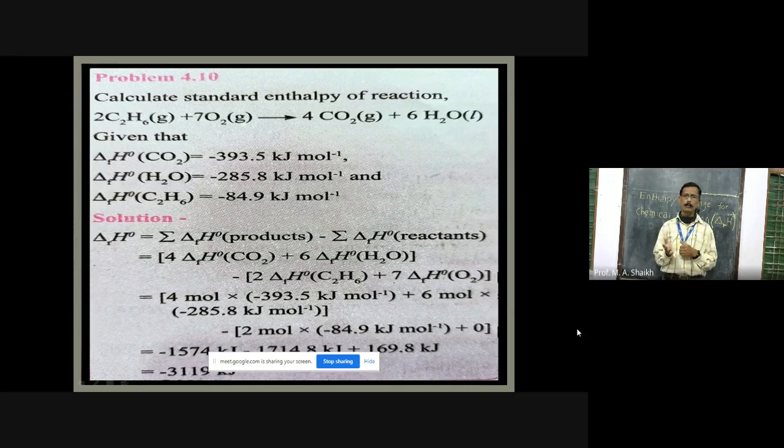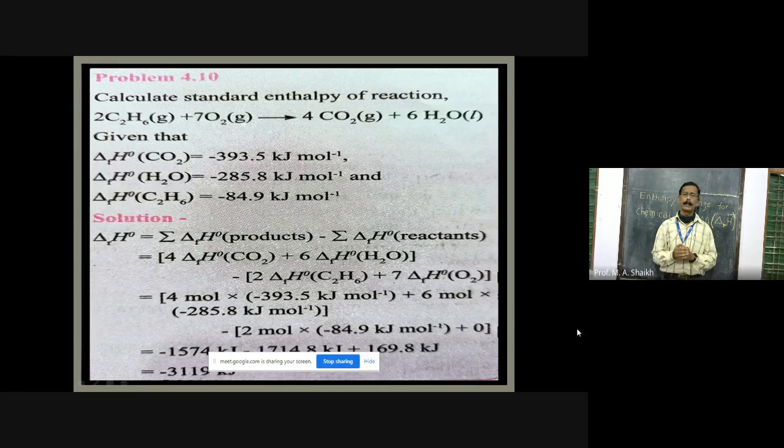What is given in the numerical problem? The given things are standard enthalpy of formation of CO2, standard enthalpy of formation of H2O, similarly standard enthalpy of formation of C2H6, that is ethane. And what we have to find? Standard enthalpy of reaction, that is ΔHr⁰ निकालना है. हमने अब जस्ट नाउ कौन सा फॉर्मूला दिया है? ΔHr⁰ is equal to summation of standard enthalpy of formation of products minus summation of standard enthalpy of formation of reactants. उन्हीं को अप्लाई करो.